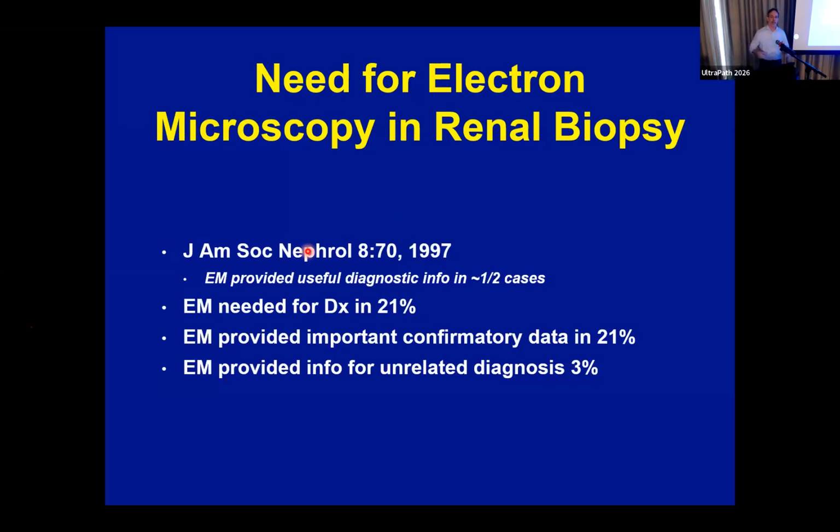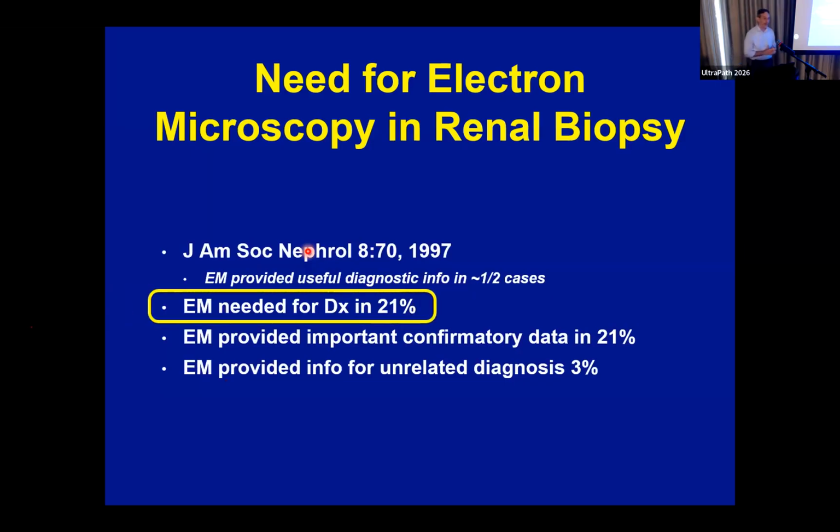So my purpose today is not to convince you that EM is useful. I know this audience already knows that. It's really more, I guess, essentially to entertain you with some cases that I think are interesting and illustrative examples of some of these subtypes of EM utility in the renal biopsy.